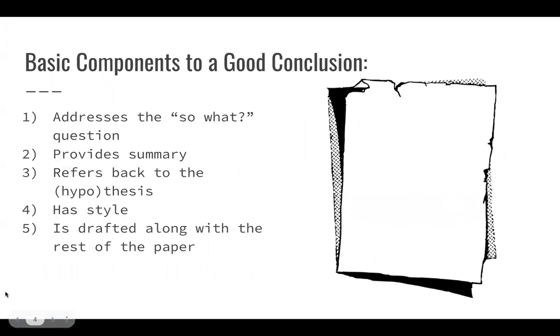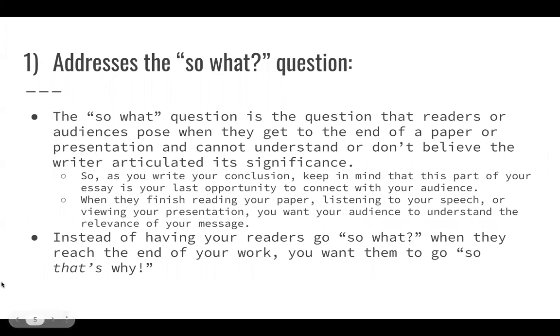There are 5 basic components to a good conclusion. First is addressing the so what question. Second is providing summary. Third is referring back to the hypothesis or thesis. Fourth is having style. And fifth is drafting it along with the rest of your paper. Let's break them down.